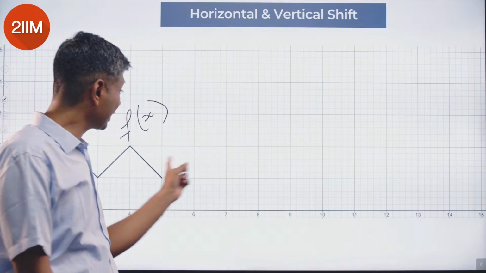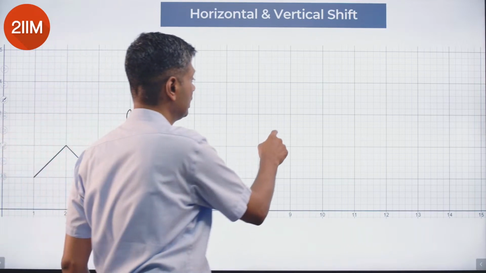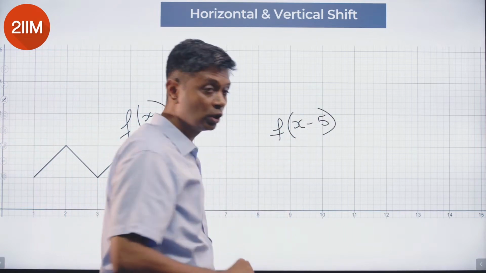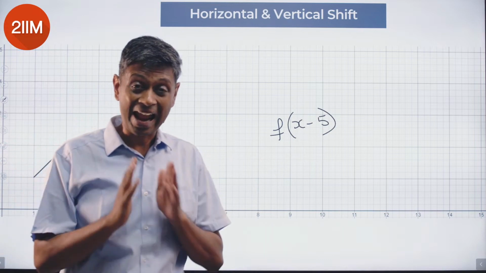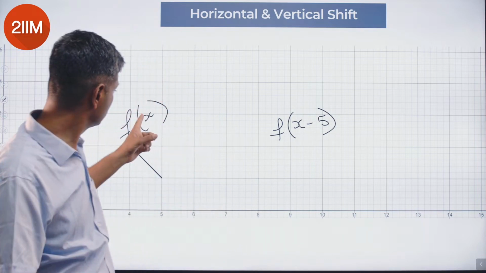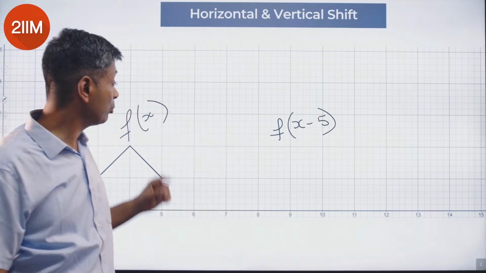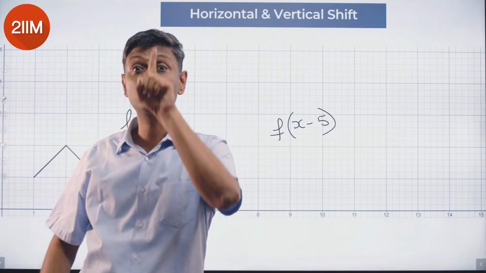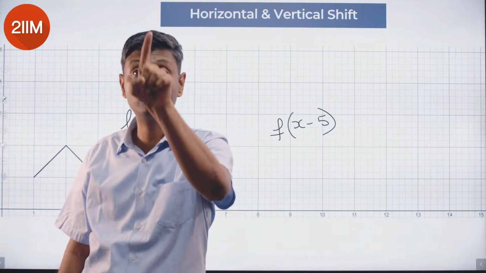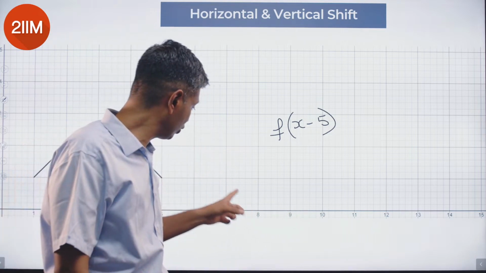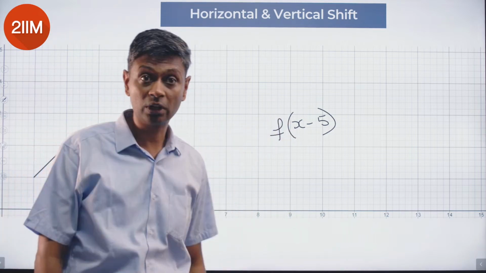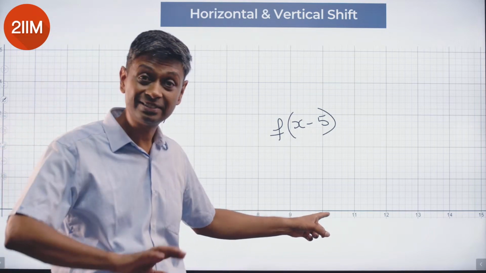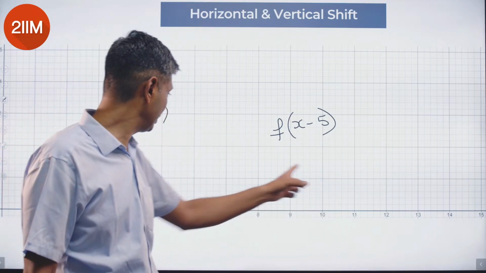If I want to take it to the right by 5 units, then f of x minus 5. Think about this. If I put x equal to 6, 6 minus 5 is 1, so I'll be back to f of 1. But at the point where x is 6, that is where f of 1 will be. So f of 5 is here, and at x equal to 10, 10 minus 5 will have the exact same value.